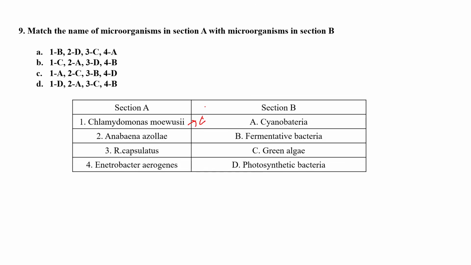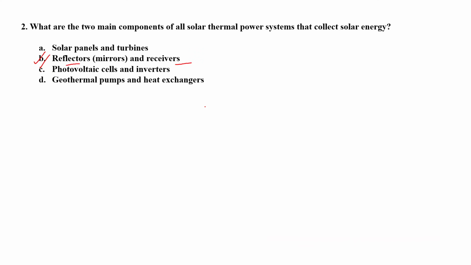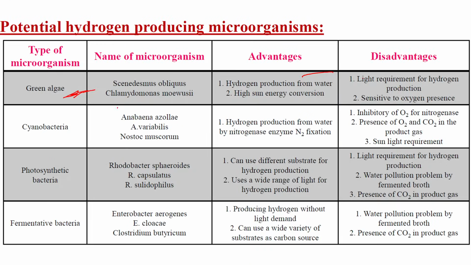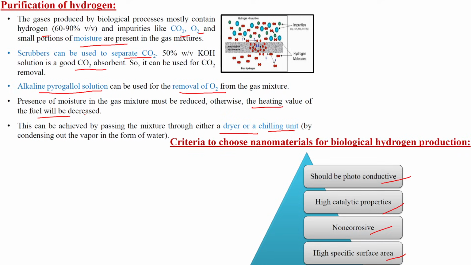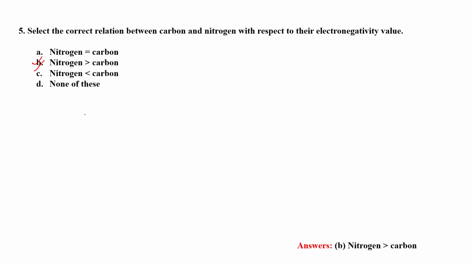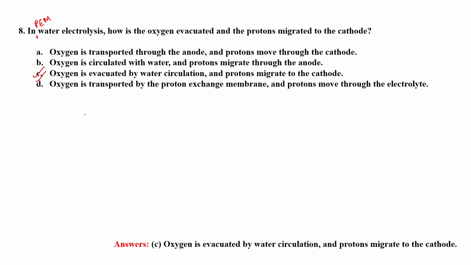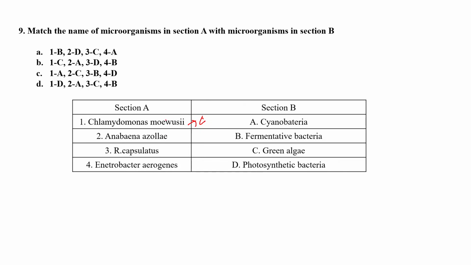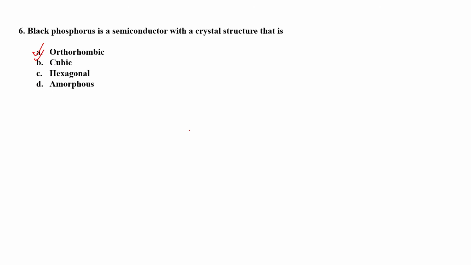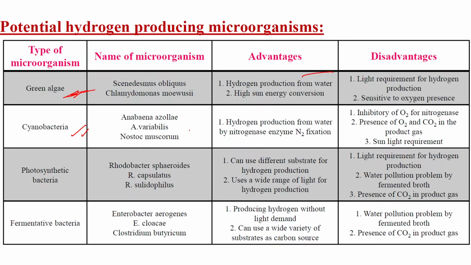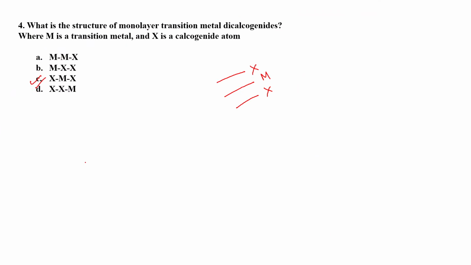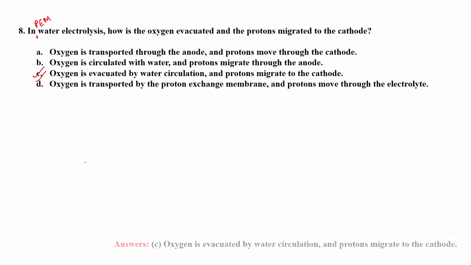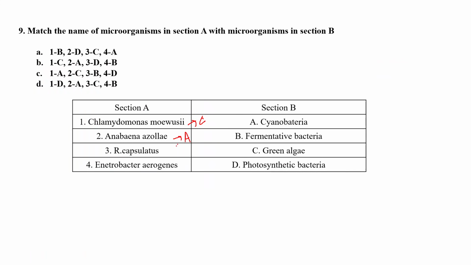Then another is Anabaena azollae. It is a cyanobacteria, so the option is A. Then R. capsulatus. Here, capsulatus is a photosynthetic bacteria, so it is D.